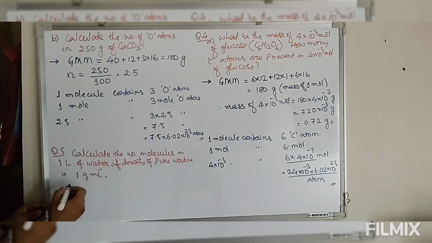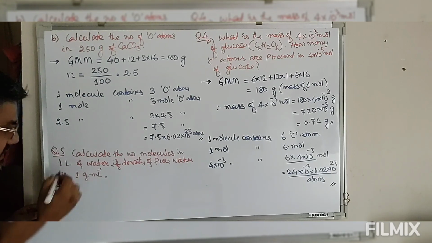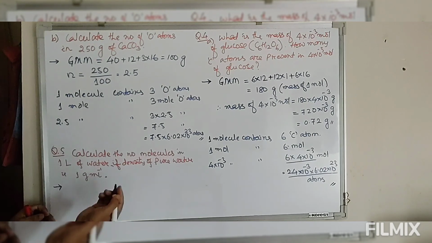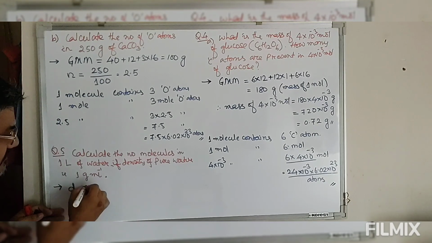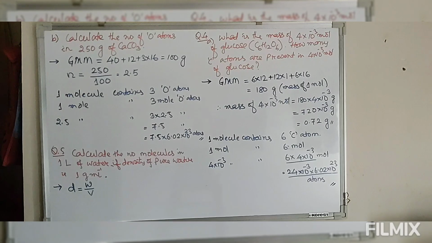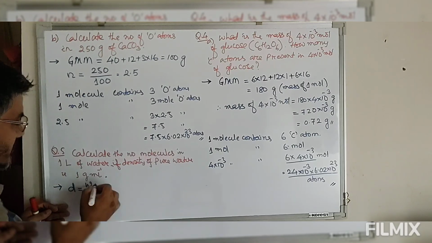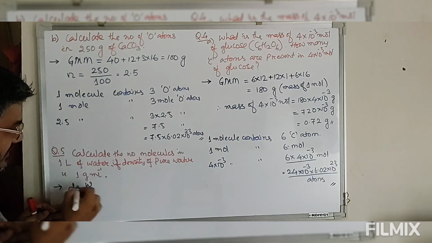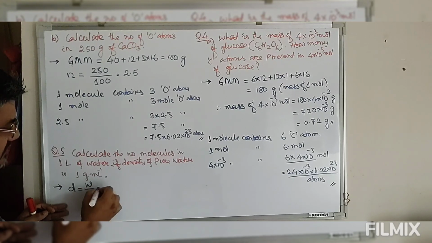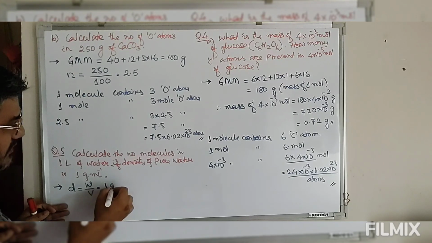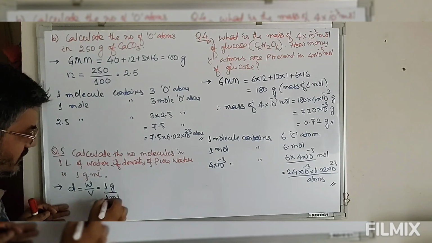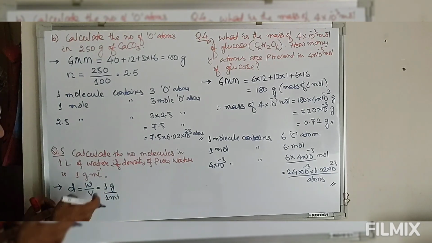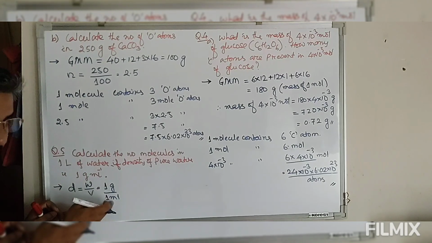Now to define the mass, a hint is given. This is defined as density. So we'll use the concept of density. The density of any given substance is given as the mass of the given substance divided by volume. So now look at this. This mass per unit volume is given as 1 gram divided by 1 ml.